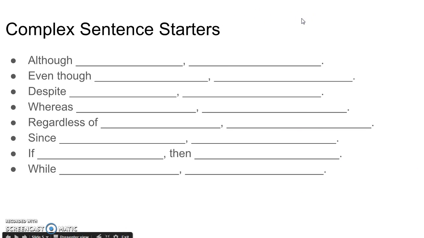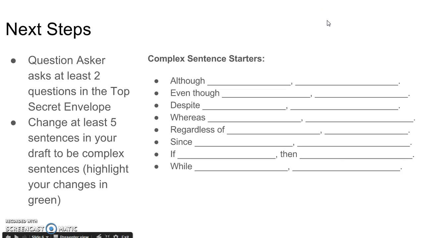Here are some ways to start complex sentences. You could say although, even though, despite, whereas, regardless of, since, if, then, while. Your job now is to use some of these sentence starters in your own writing.